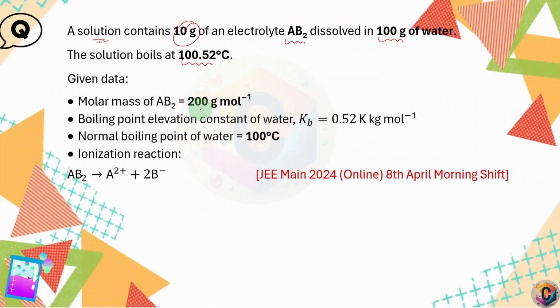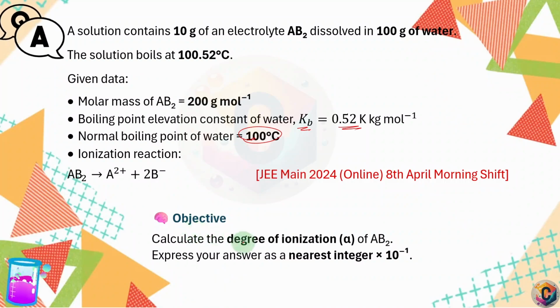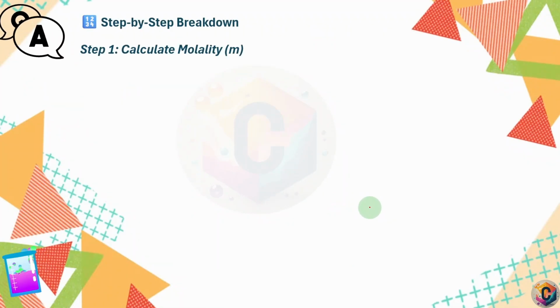The data given are: AB2 molecular mass is 200 gram per mole, the boiling point elevation constant, the Kb value, is 0.52 Kelvin kilogram per mole, and the normal boiling point of water is given. You are to find out the degree of ionization of AB2. You have to express the answer in terms of 10 power minus 1. So this question was asked in JEE mains. Let's see how to solve this.